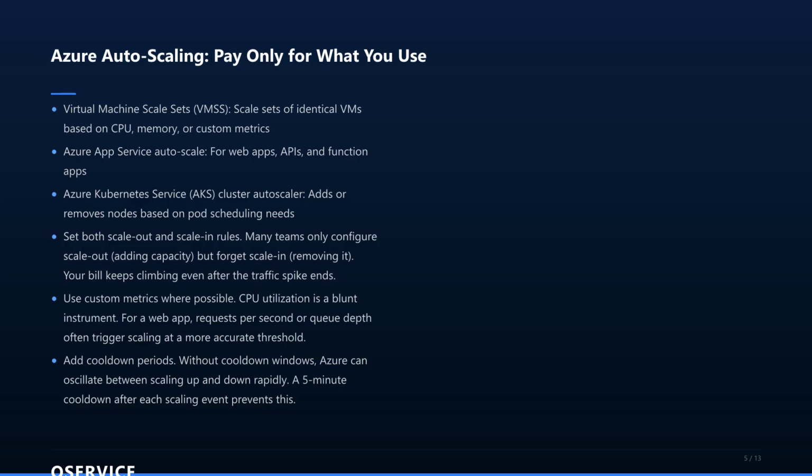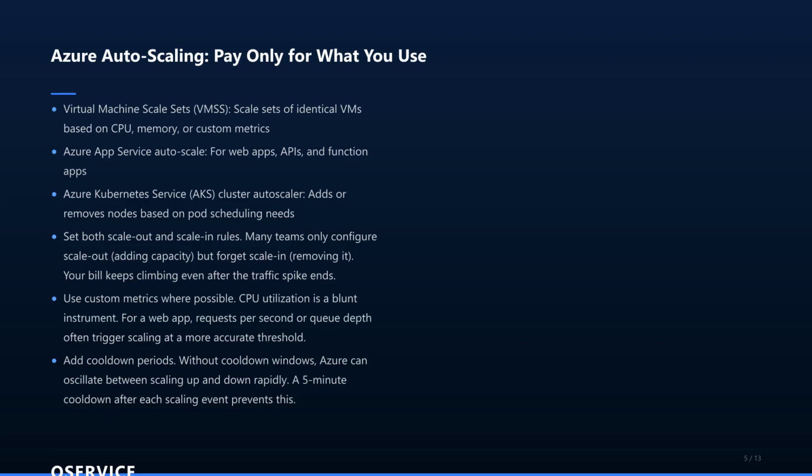Autoscaling best practices for small businesses. Getting autoscaling right takes more than just enabling the feature. A few practices make the difference between smooth operation and unpredictable bills. Set both scale out and scale in rules. Many teams only configure scale out, adding capacity, but forget scale in, removing it. Your bill keeps climbing even after the traffic spike ends.